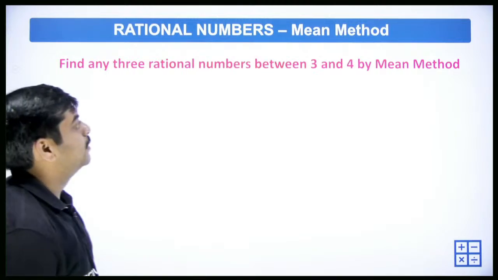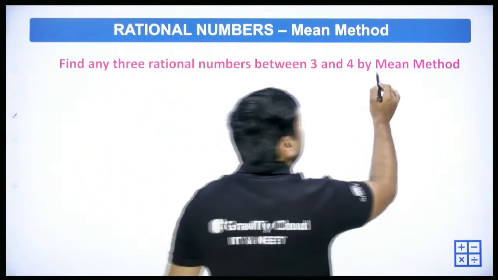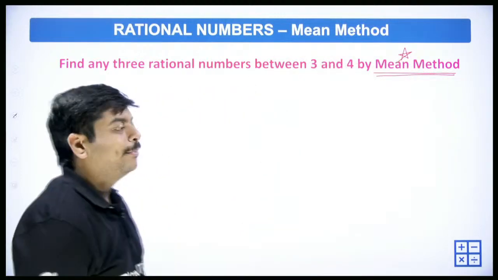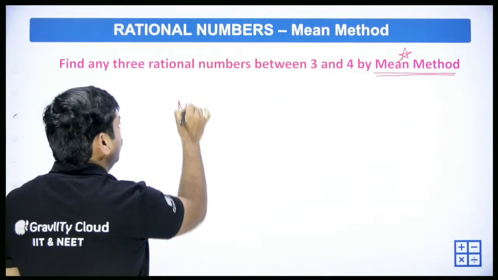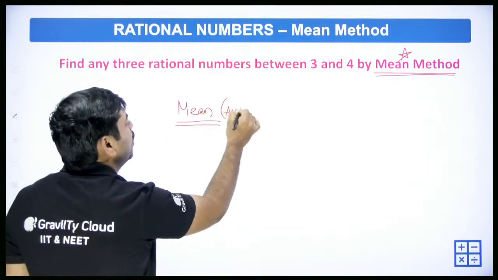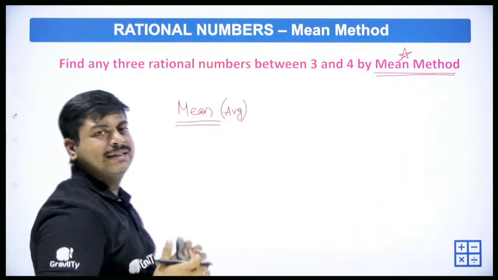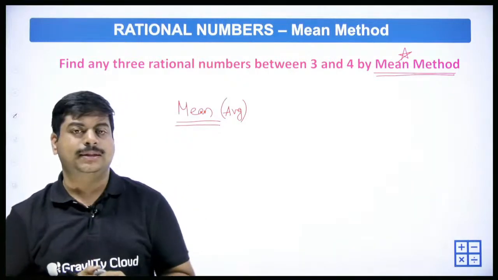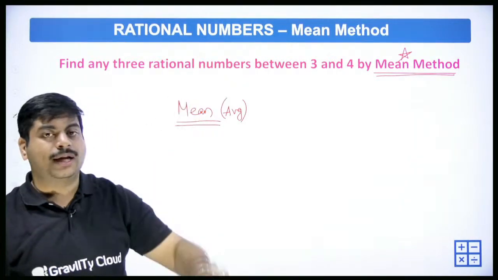Find any three rational numbers between 3 and 4 by mean method. By mean method, which is very important. So what is this mean method? Mean means something like average. You can just relate, although these two have different meanings later. But for now you can try to remember it as the average of two numbers between 3 and 4, right?